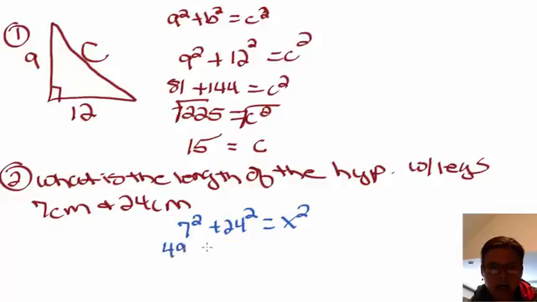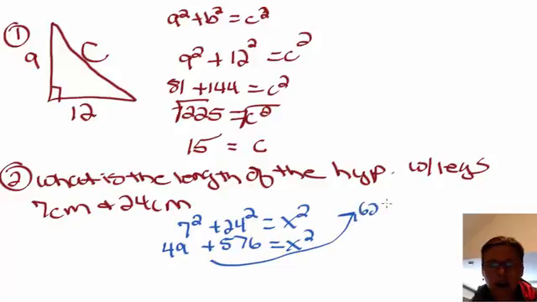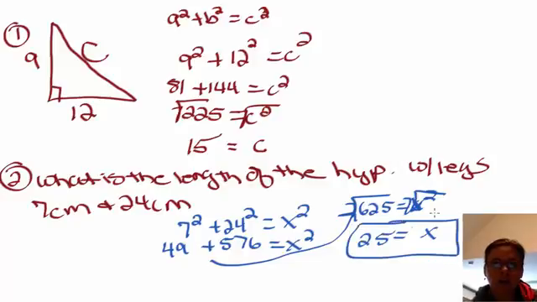So 49 plus 576 equals X squared. 625 equals X squared. Then we have to take the square root. So X equals 25. They're not always going to be perfect squares, but on those first few examples they are. Now what if they give us the hypotenuse?